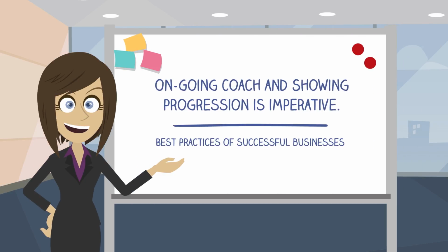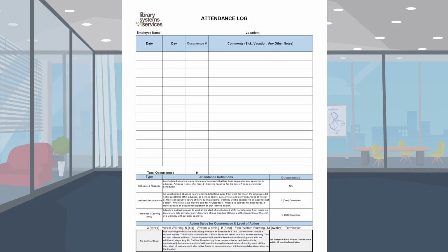As a manager, supervisor, or director, keep in mind that you do not want to skip steps. The purpose of having this process is to show progression. For example, you do not ever want to accumulate occurrences or points and move forward to a final written warning. It should show progression as stated in the corrective action process.